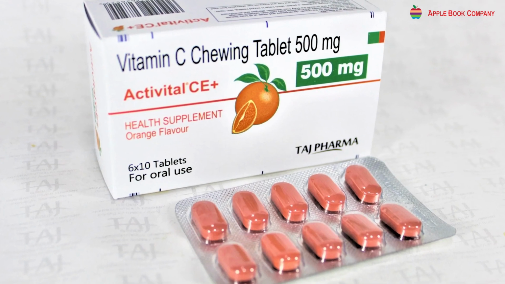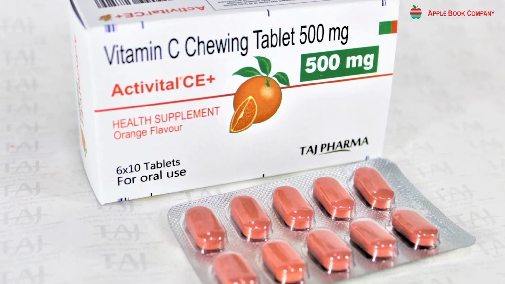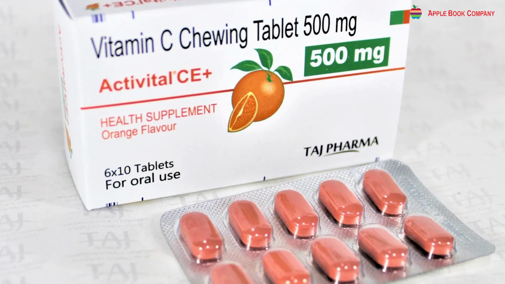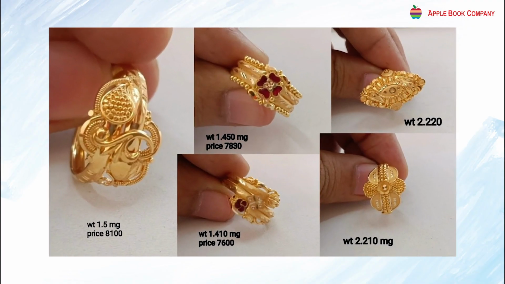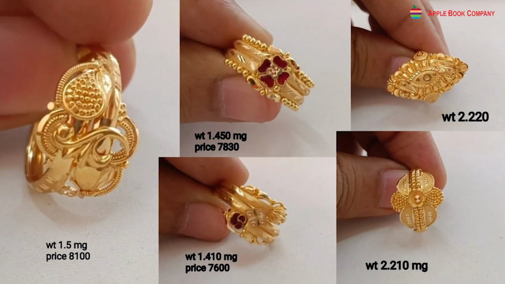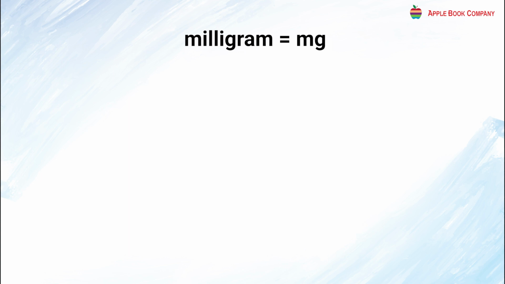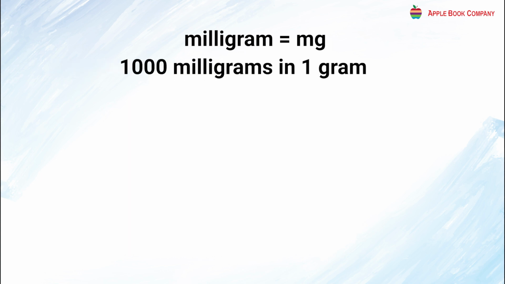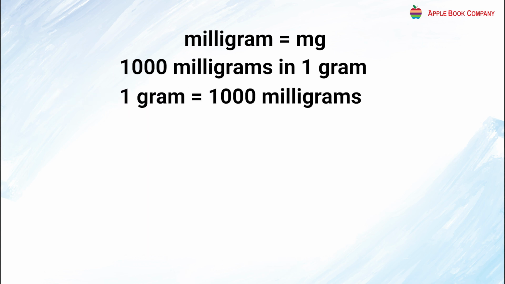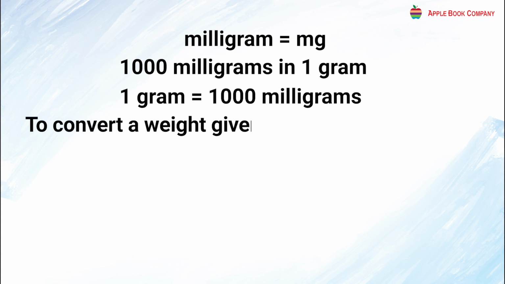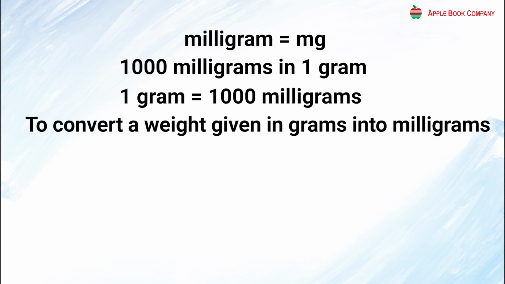One tablet of vitamin C usually contains 500 mg of vitamin C. The weights of small jewelry items, like a gold ring or a silver coin, are sometimes measured in milligrams. The short form for milligram is mg. There are 1000 milligrams in 1 gram. 1 gram is equal to 1000 milligrams. To convert a weight given in grams into milligrams, multiply it by 1000.